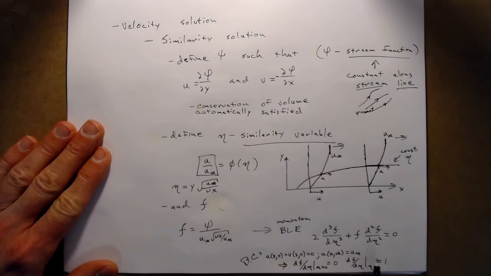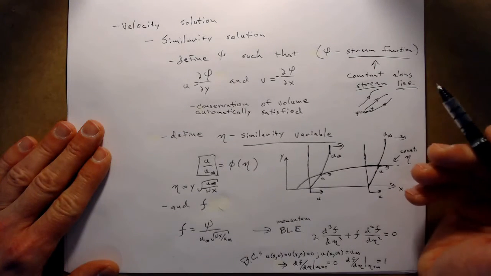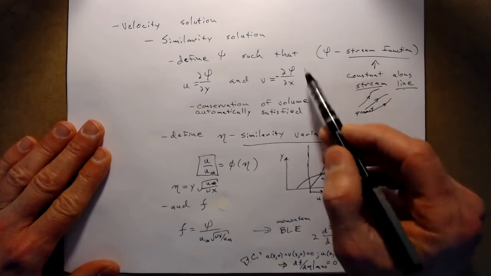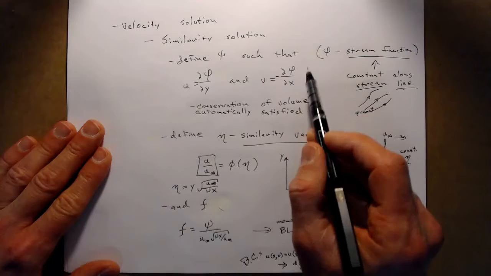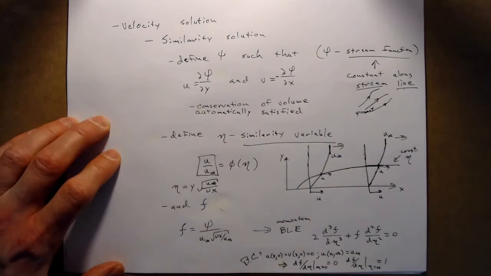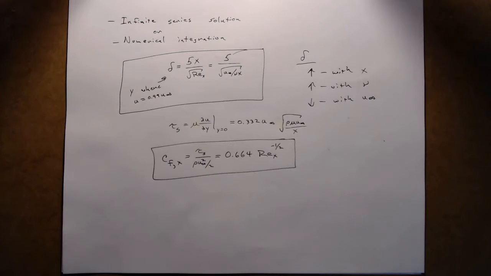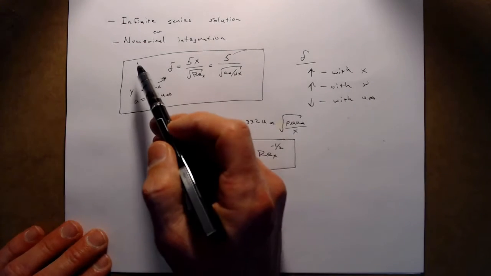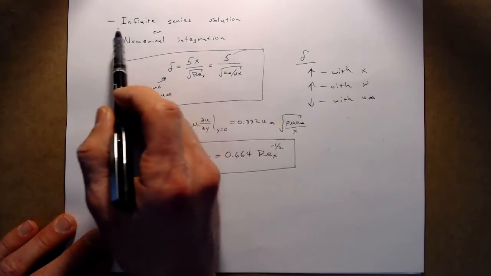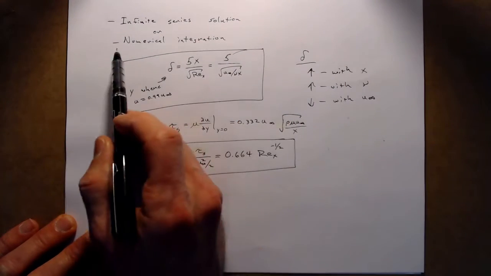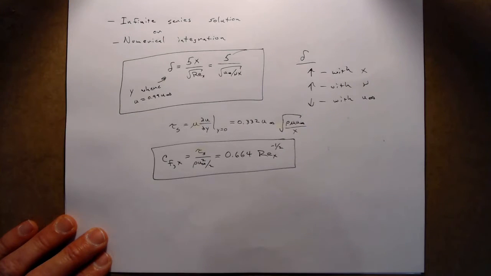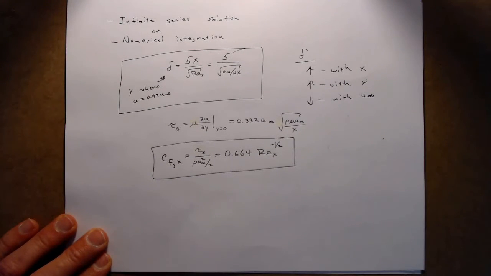And I'd like to point out, we won't go into more detail as to how we solve this, but it is very useful to keep in mind some of the physical implications of the definition of the stream function and the similarity variable. And the momentum equation can be solved exactly in terms of an infinite series solution, as we've stated before, or it could be numerically integrated. We're not going to give a really detailed description of this solution, but we are going to point out some of the important consequences.